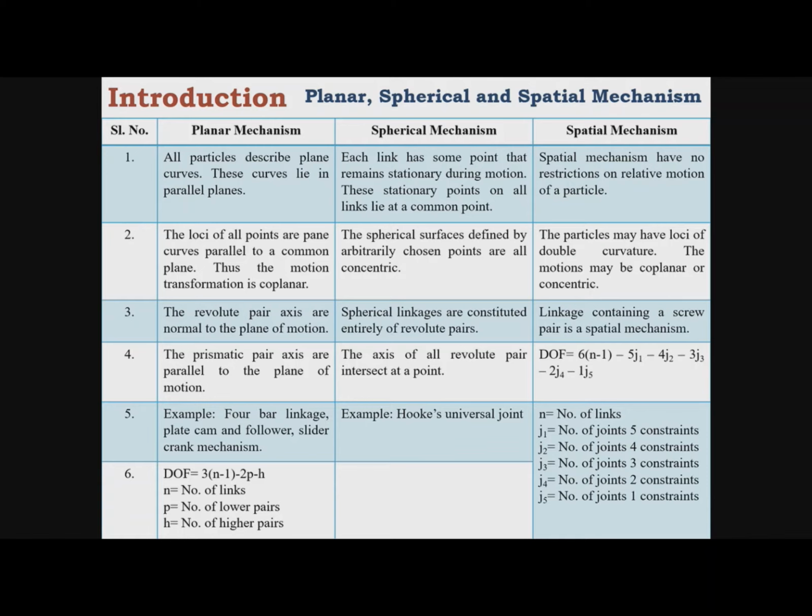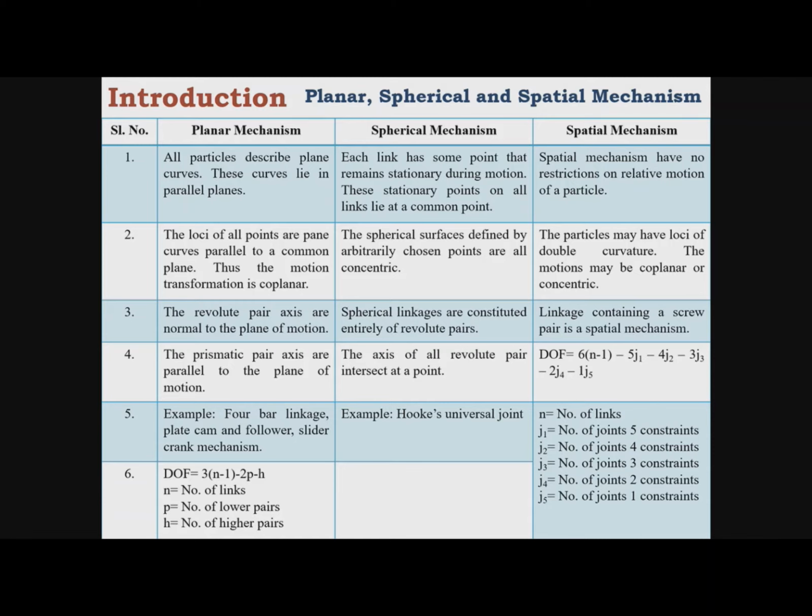Examples of planar mechanism are 4-bar linkage, plate cam follower, slider crank mechanism. Spherical mechanism, Hooke's universal joint, is an example of spherical mechanism. Spatial mechanism is a universal set of planar mechanisms and spherical mechanisms.